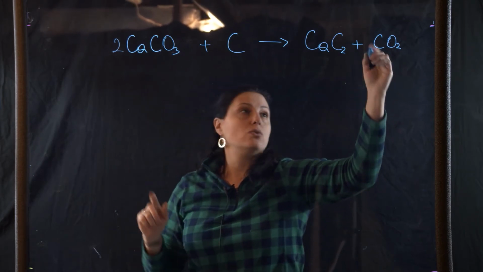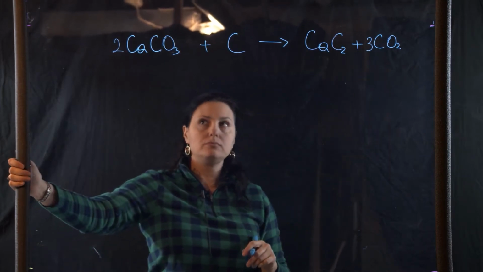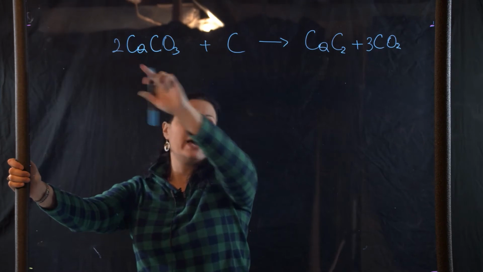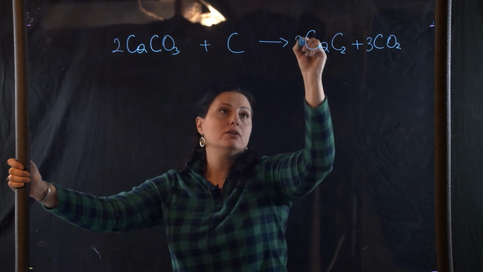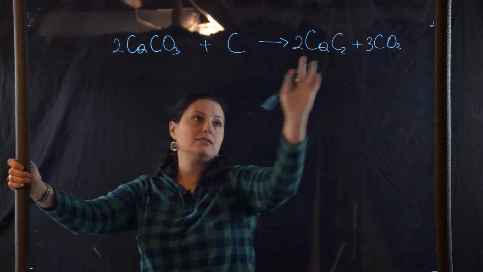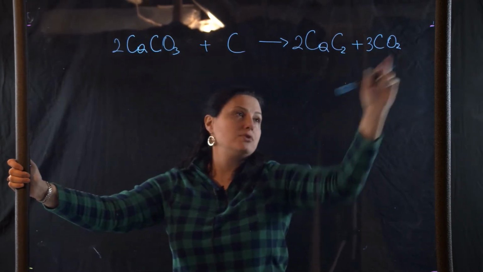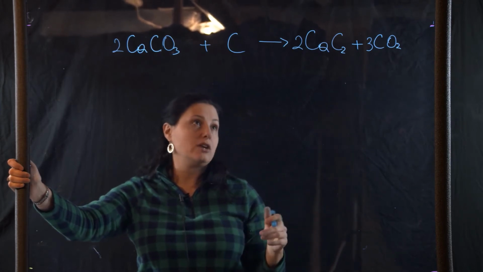To make those equal, I can put a 3 in front of the CO2. Okay, now I have 2 calciums, only 1 here. So if I put a 2 in front of that calcium, that balances out. So I have 2 calciums, 2 calciums. 2 times 3, that's 6 oxygens. 3 times 2, that's 6 oxygens.